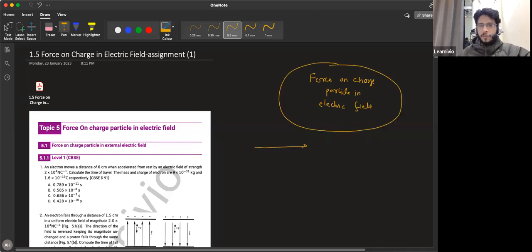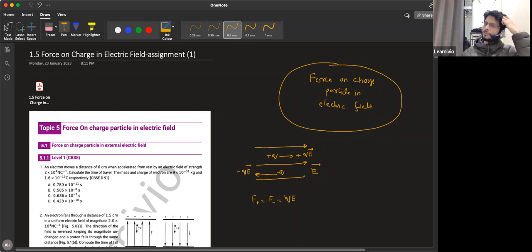So if you have an electric field E, and in this electric field if I place a charge Q, what will happen? This electric field will exert some force over charge Q. This charge will experience a force QE. So if this charge is positive, it will experience a force in the direction of field. But if this charge is negative, it will experience the same force, but in a direction opposite to that of the field. So if you want to calculate just the magnitude of force, then this is QE. Plus and minus sign will decide the direction.